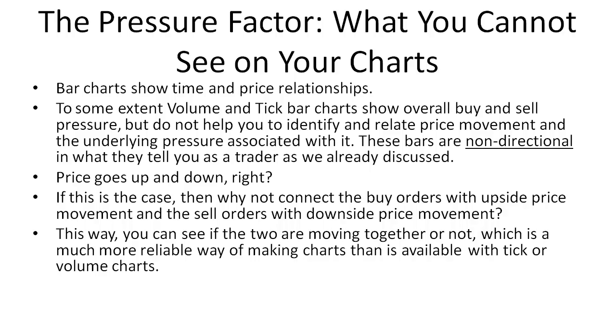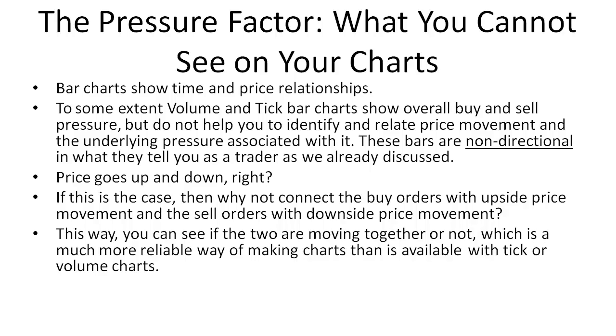To some extent, volume and tick bars show overall buy-sell pressure, but do not help you to identify or relate price movement and the underlying pressure associated with it. These bars are non-directional, in other words. That's why you get those tails on each side. Price goes up and down, right? And so if this is the case, then why wouldn't you want to connect buy orders with upside price movement and sell orders with downside price movement?